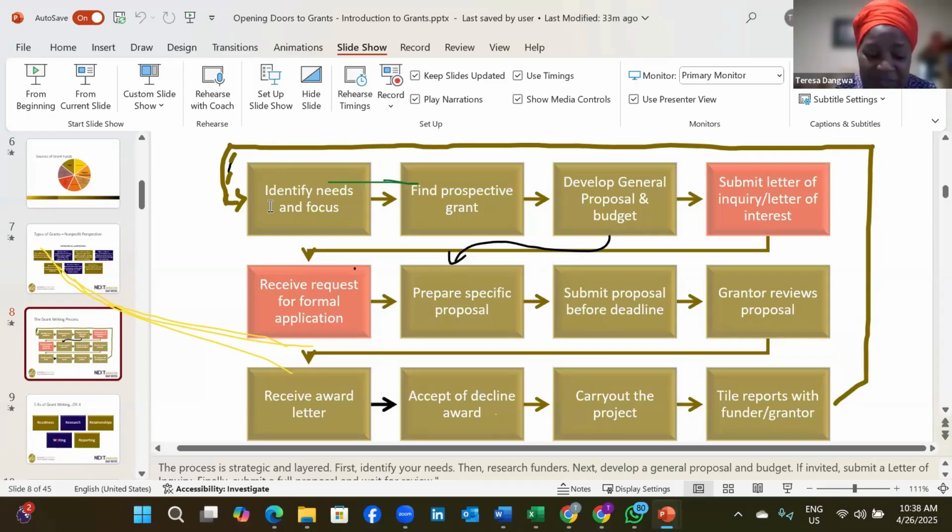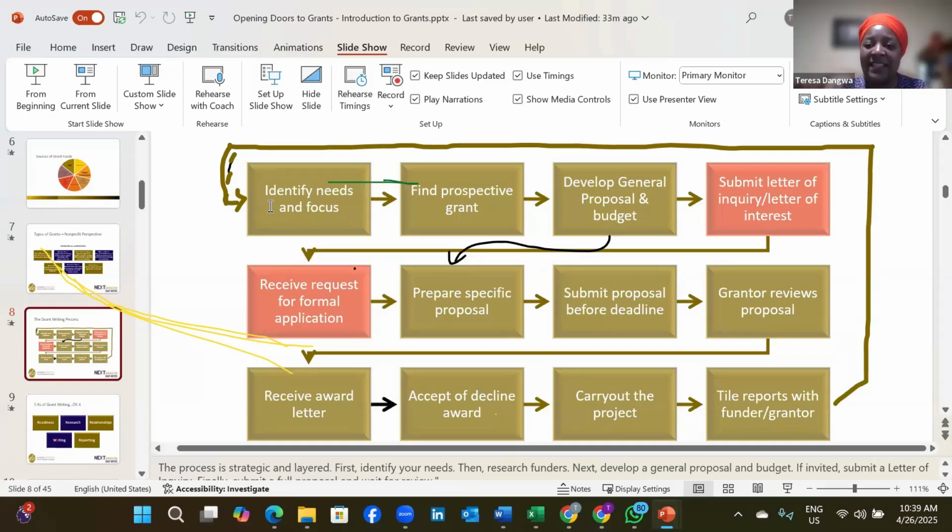Not a proposal, not a budget. They are just asking, submit your letter of inquiry. Hey, this is who we are. We are interested in the funding that you have advertised, and out of that money, we are looking for so much money, $500 or $5,000, to do ABCD. That's all they're asking for.